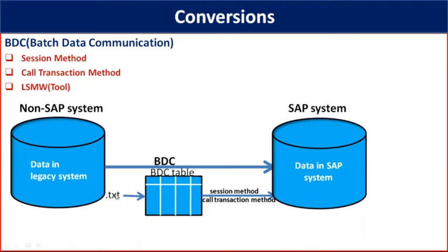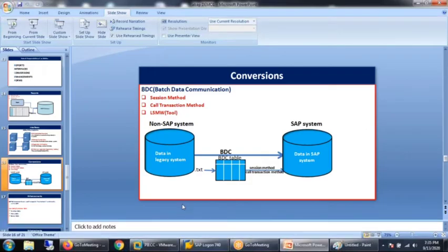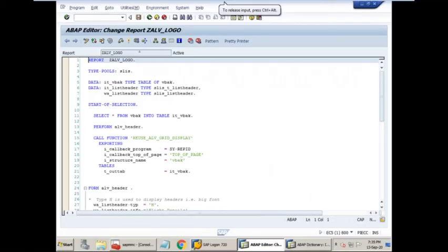And we take the data in .txt, notepad or Excel sheet. We'll transfer the data through this BDC using transactions, using the session method and call transaction method. We have the recording method. LSMW is also a tool. All these are used to transfer data from non-SAP to the SAP ABAP database. Once all the data is transferred, the company is known as an SAP implemented company, then they start using SAP software for their business applications. So this is one more important unit after reports. Reports is a very important unit. After that, BDC is the important unit.